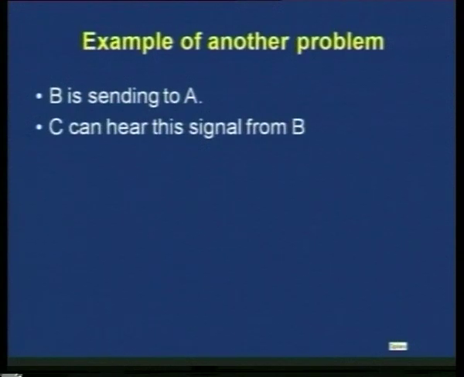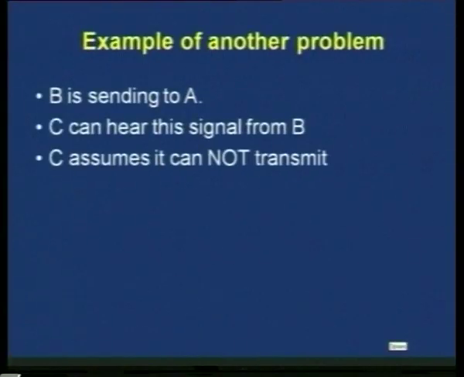Okay. So, let us look at another problem that can occur over here. Let us say B is sending to A and C can hear the signal from B. Remember that both A and C are within the range of B, because A is on one side, C is on the other side. So, when B is sending data, both A and C can hear it. Now, B is sending to A, C can hear the signal from B. So, now in that situation, let us look at what happens.